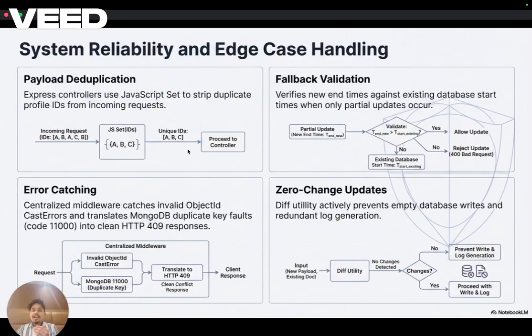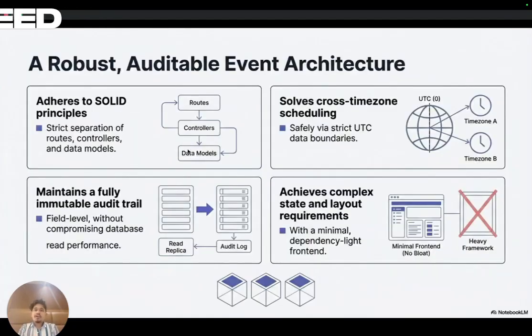Error catching. I also have a middleware layer for catching errors. So if the object ID is invalid for some reason, or the user is trying to put in an invalid date, those cases are also handled. And zero-change updates: the diff utility actively prevents empty database writes and redundant log creation. And yes, a robust auditable event architecture.